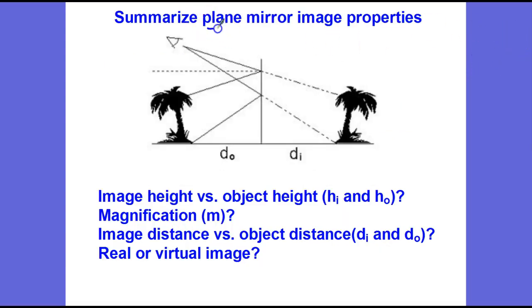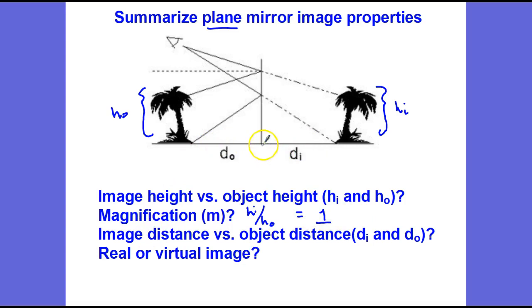A plane mirror means a flat mirror, not an ordinary mirror, but a plane like in geometry plane. If we look at the characteristics, the image height versus the object height. Well, the object height is the height of the object, obviously, and the image height is the height of the image, and for a plane mirror, they are equal. Magnification is image height divided by object height, and for a plane mirror, it equals 1. The image and the object are the same size.